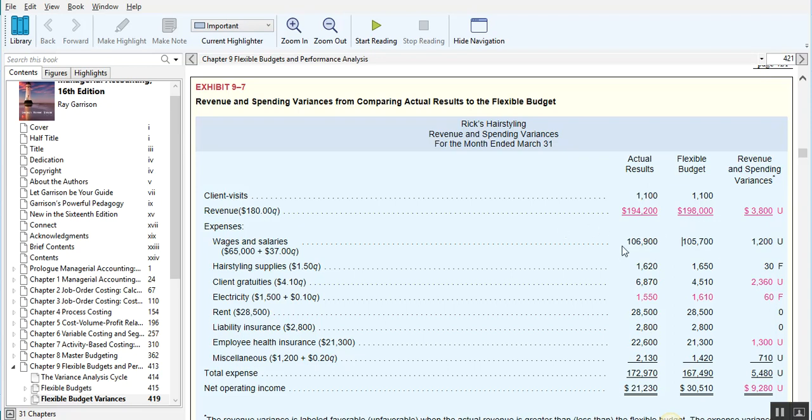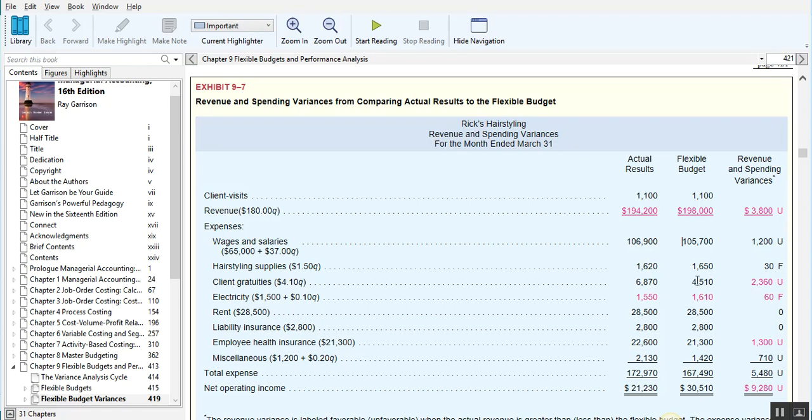Wages and salaries, if we adjust for the activity, we get 105.7, but when we compare it to our actual results, we show a $1,200 unfavorable variance. This means that our spending was higher, not based on the quantity, but based on the spending.